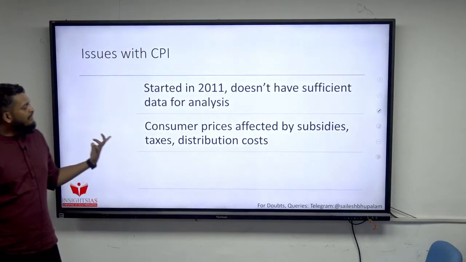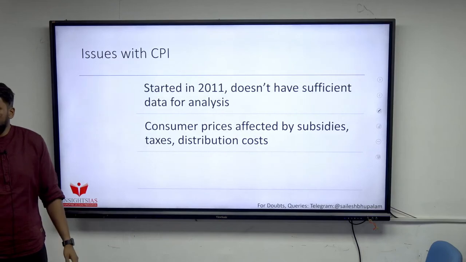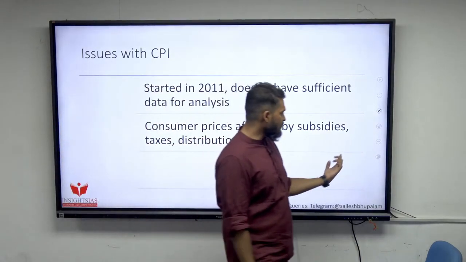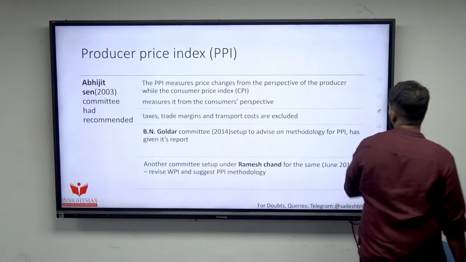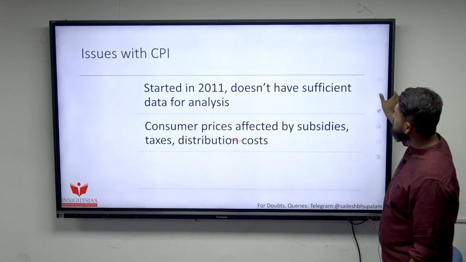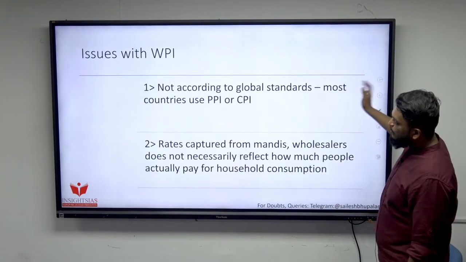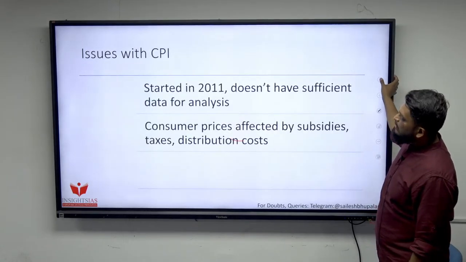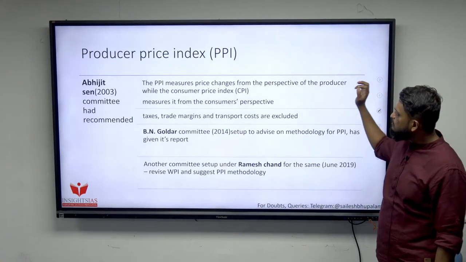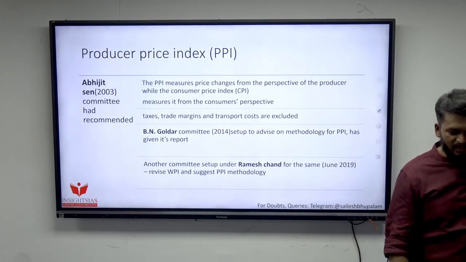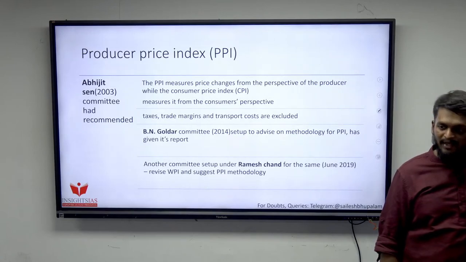Then consumer prices are affected by subsidies, taxes, distribution cost. Finally, whatever the person is paying in the end, everything will affect this price. That is one more problem with CPI. Then the problem with WPI. This part we already saw, and one more problem with WPI we already discussed, that is it has double counting or multiple counting bias.